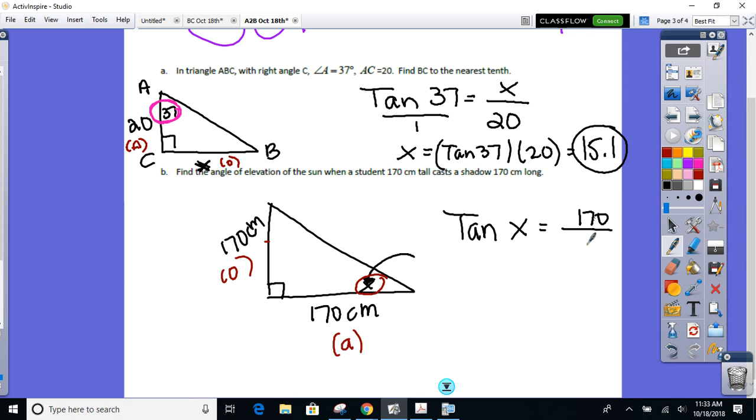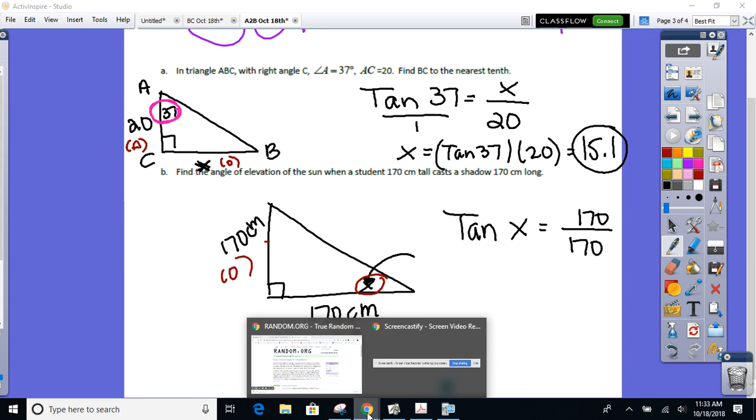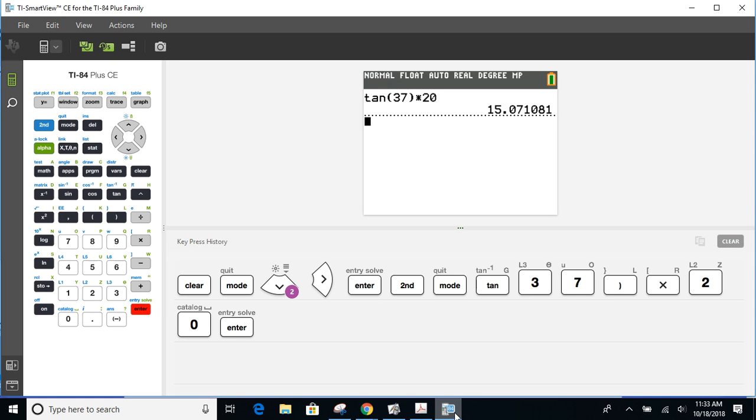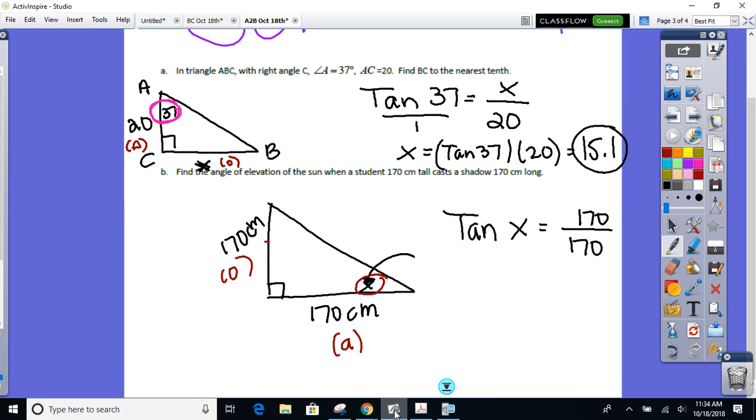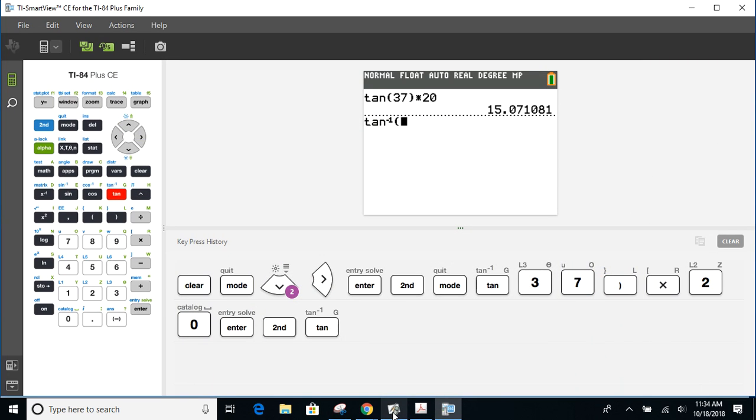170 over adjacent side. Okay, this is the one instance where I do not want to cross multiply. When I find an angle, I want to use something else on my calculator. Everyone look at your sine, cosine, tangent button right now. Do you see what's right above it? The -1, the inverse. That is what I use when I'm asked to find an angle. So here I'm going to go inverse tangent. And what's the fraction you guys just made up? 170 over 170.